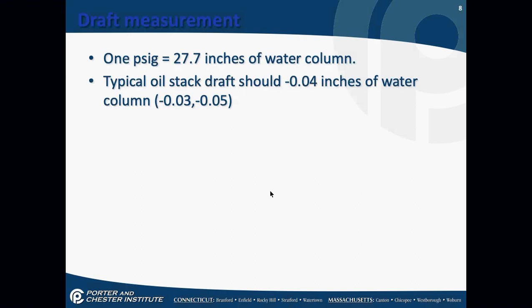A typical oil stack draft, that's the draft in the chimney, should be a negative 0.04 inches of water column. And the official number is chimney draft should be someplace around negative 0.03 to negative 0.05. So we want our draft to be right around 0.04 in the negative. Basically, negative means it's a lower pressure than the surrounding space. So it's extremely important that the chimney draft is a negative number.